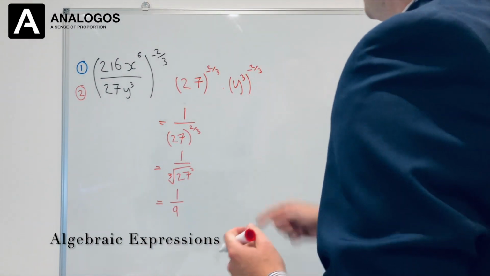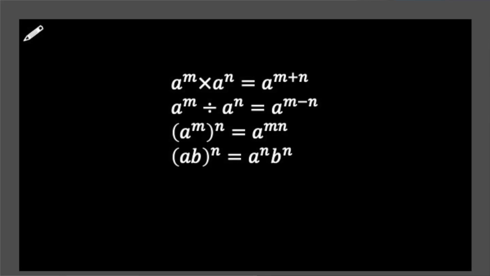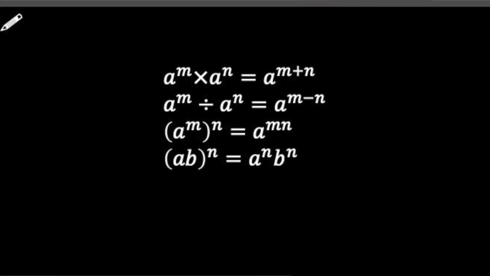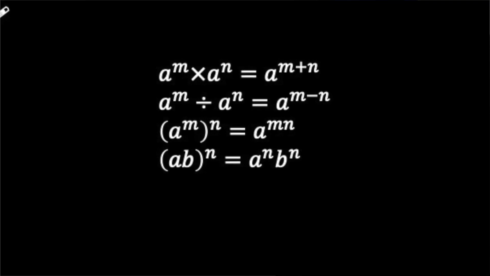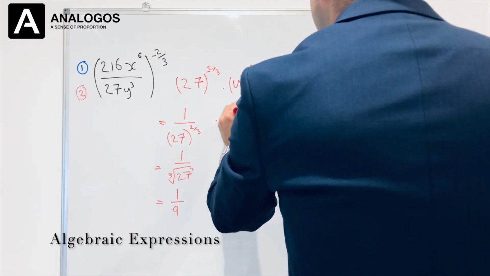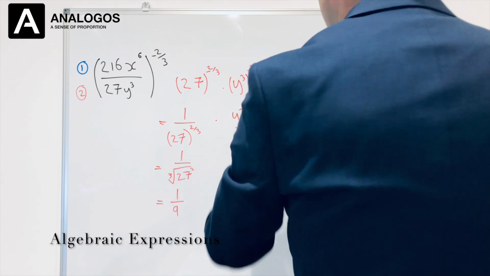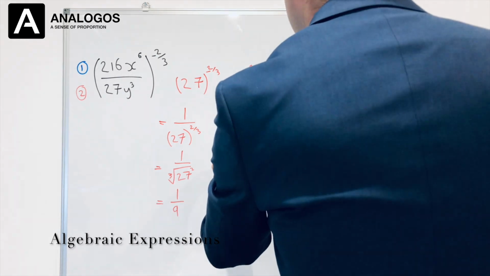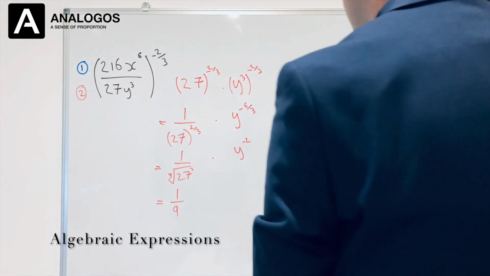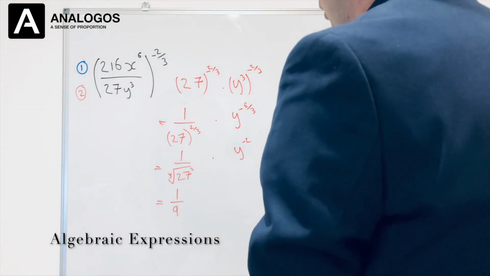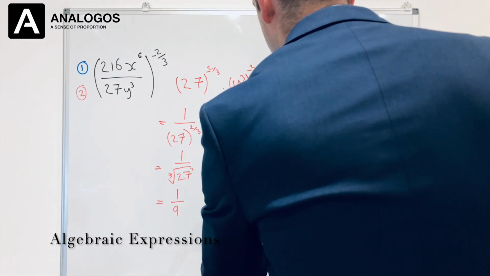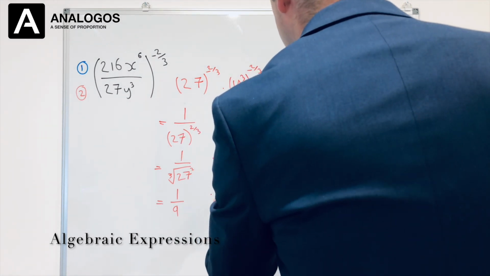Okay, so what about the right hand side? So we've got the power inside the bracket and power outside the bracket. What do we do? We multiply that, so it's going to give us y to the power of negative 6 over 3, okay? Which is the same as y to the power of minus 2. We don't want a negative power, we want a positive power, so we're going to do 1 over y squared.